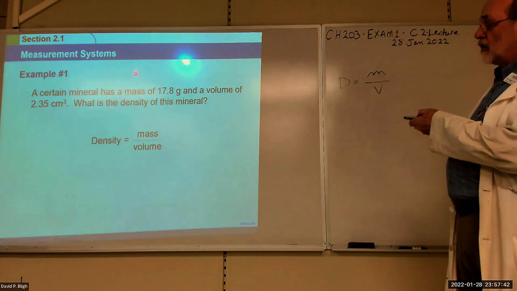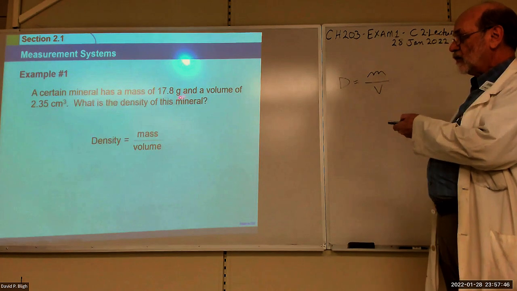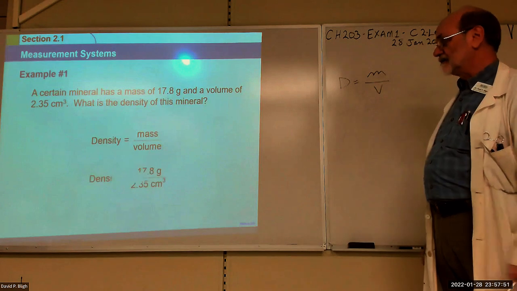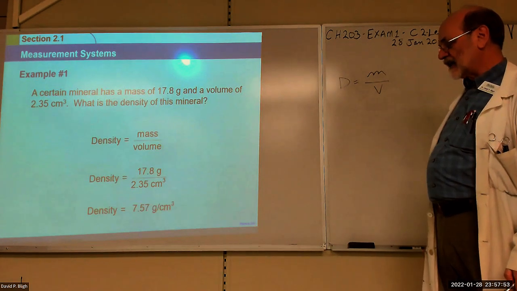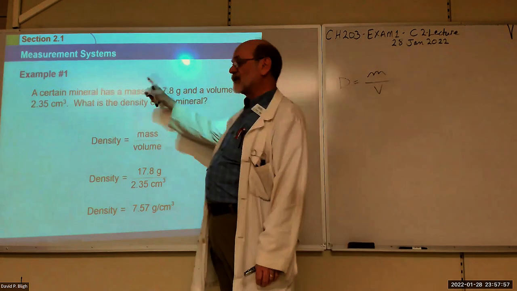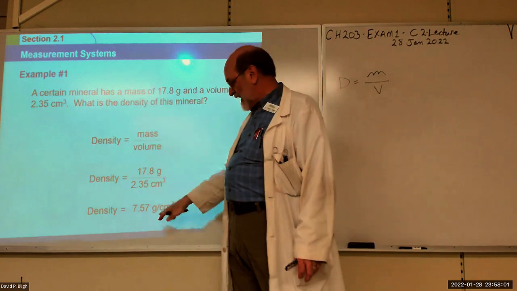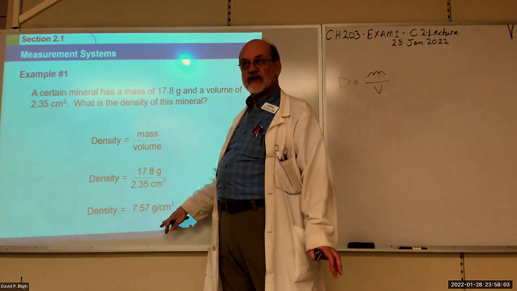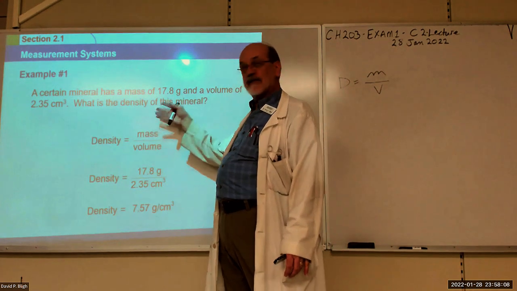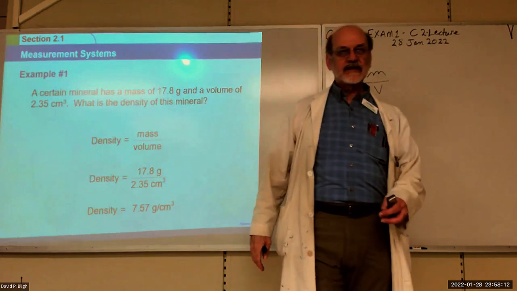So if we know the mass is 17.8 grams of this mineral, and we know the volume is 2.35 cubic centimeters, it's a simple calculation. Now we know the density is 7.57 grams per cubic centimeter. And this particular mineral, as long as we don't change it, will be that density no matter how much of it you have. You could take a subsample, or have more of the mineral than the measured amount, and it'd still be that density. That's an intensive property.